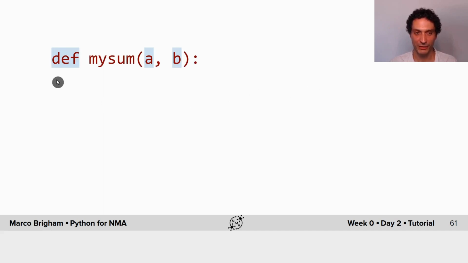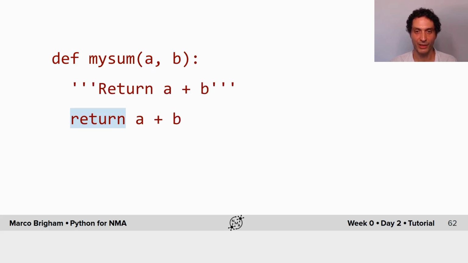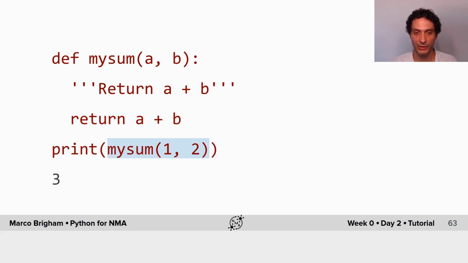So we define a function with this def command on the left, and this is the name of the function, and here are the arguments of our function. Because we are organized, we give a small comment, in this case, to say what the function does. And for functions that return values, we use this return command. So in this case, I'm just adding the parameters a plus b. So if I print my sum, my function, with parameters 1 and 2, it will just add them.